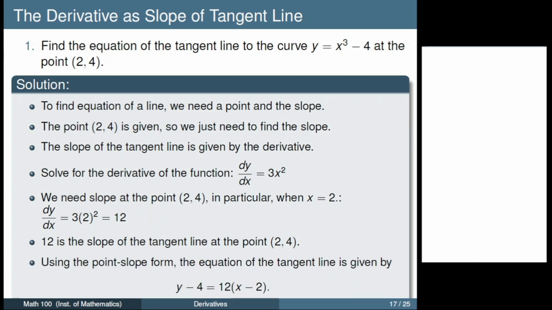And now, meron na tayong point, meron na tayong slope. We can use the point slope form. Ano nga yun? y minus y1, y1 is 4, equals m, which is our slope 12, times x minus x1, which is x minus 2. Okay?